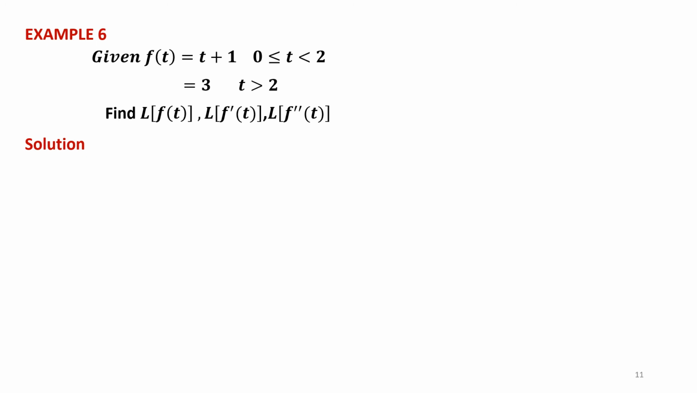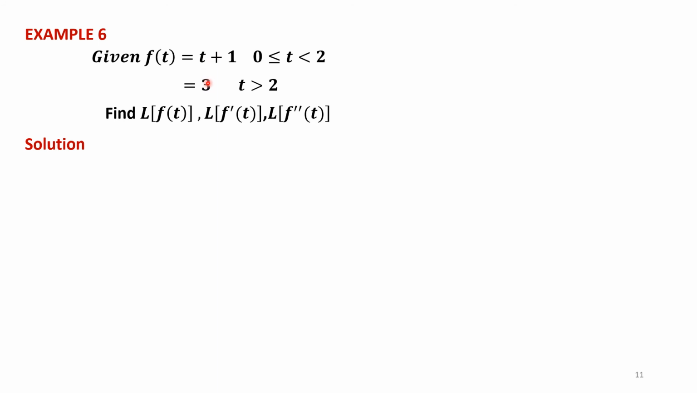One more example. Given f of t is equal to t plus 1 for 0 less than or equal to t less than 2, and is equal to 3 for t greater than 2. We have to find L of f of t, L of f dash of t, and L of f double dash of t. First step is calculate L of f of t.